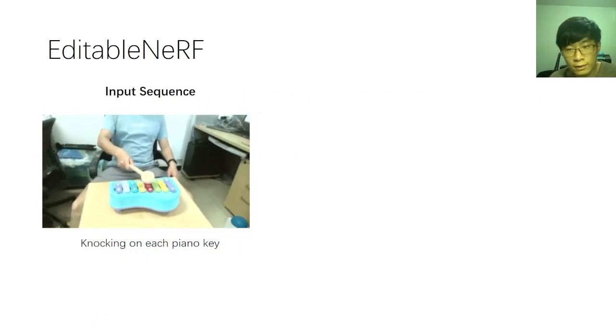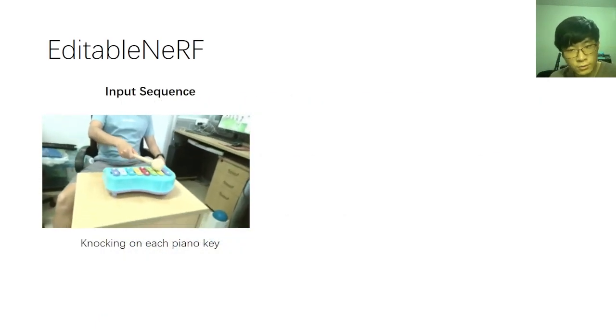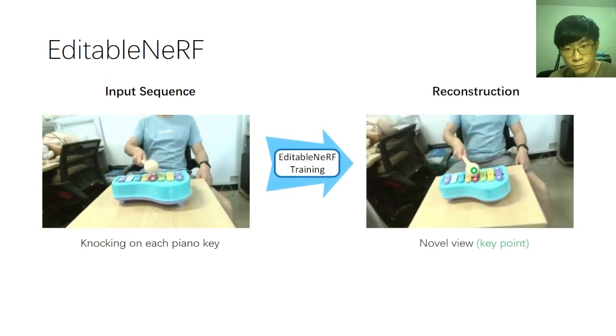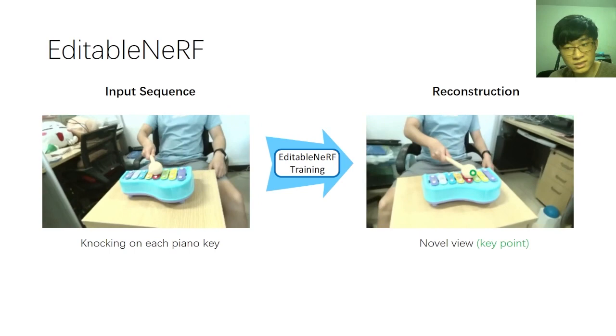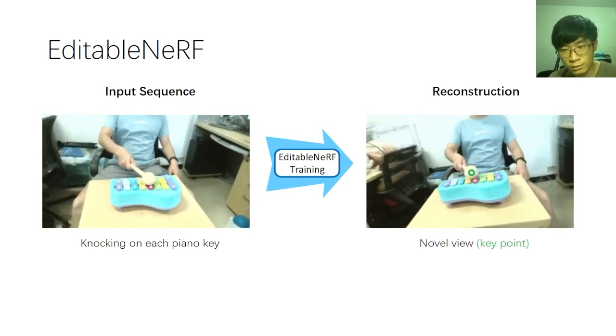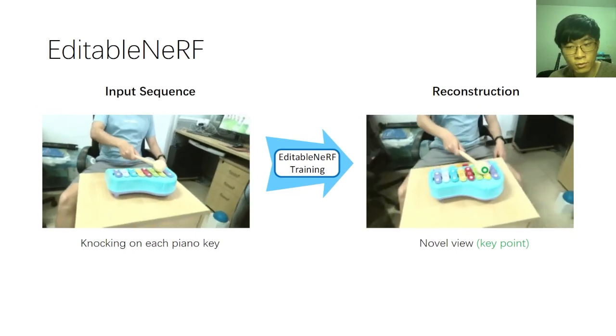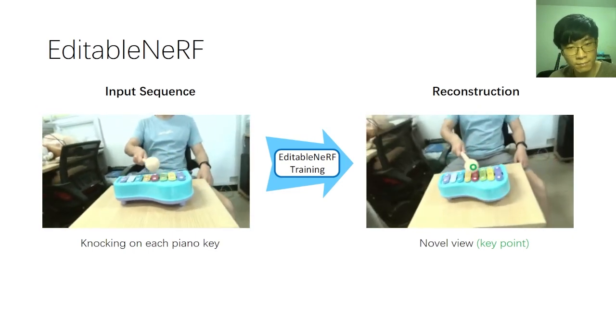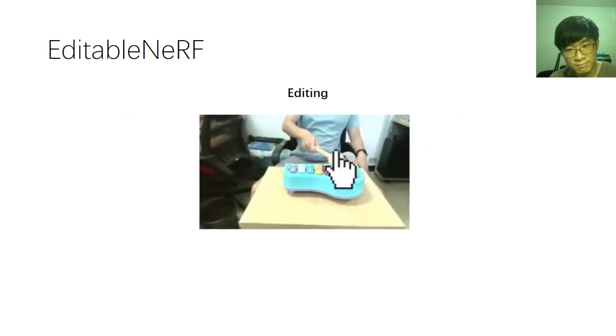The input of our method is an image sequence from a single camera, and our network is trained fully automatically to model the scene based on key points. For example, in this video, we can model this scene of knocking on each piano key using a key point on the harp. After the network training, users can edit the scene by easily dragging the key points to desired new positions.